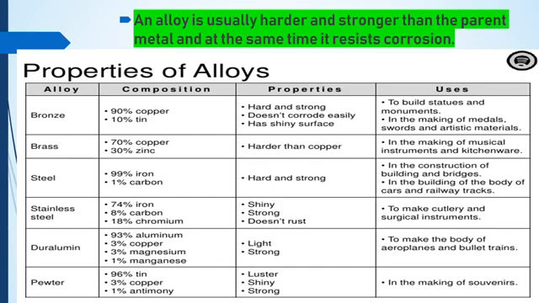Next we have the alloy pewter. It is made of 96% tin, 3% copper and 1% antimony. It is lustrous, shiny and strong. It is used in the making of souvenirs.